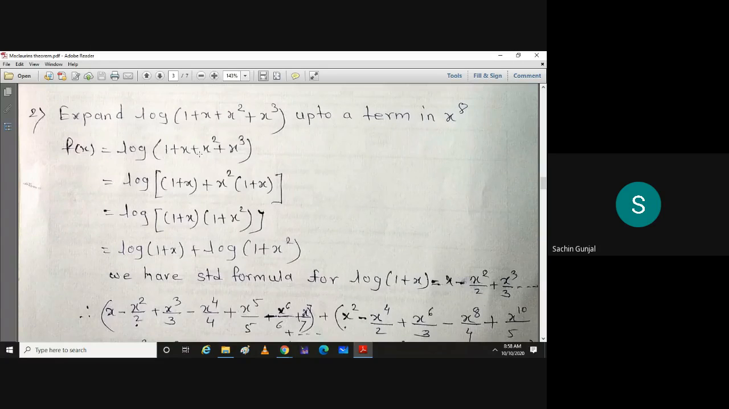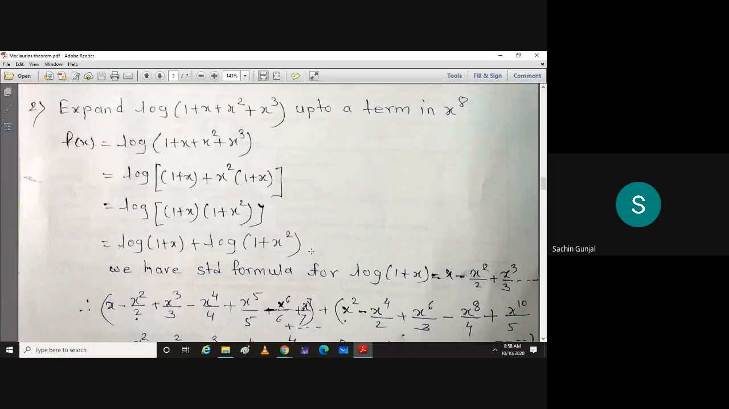So here you can take x square out. So that becomes x square into (1 plus x). So log of (1 plus x) into (1 plus x square). And you simply distribute the log. So log of (1 plus x) plus log of (1 plus x square). Up to this step, any doubt? No, sir. No doubt. Okay.